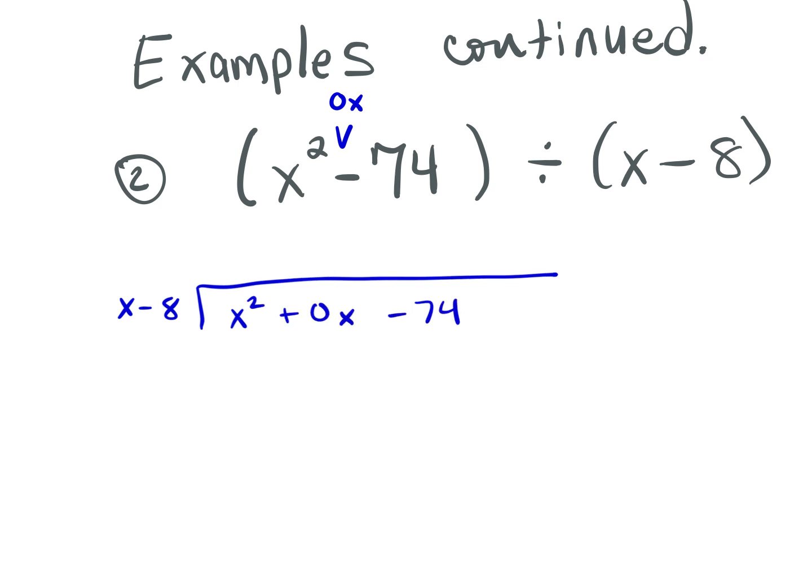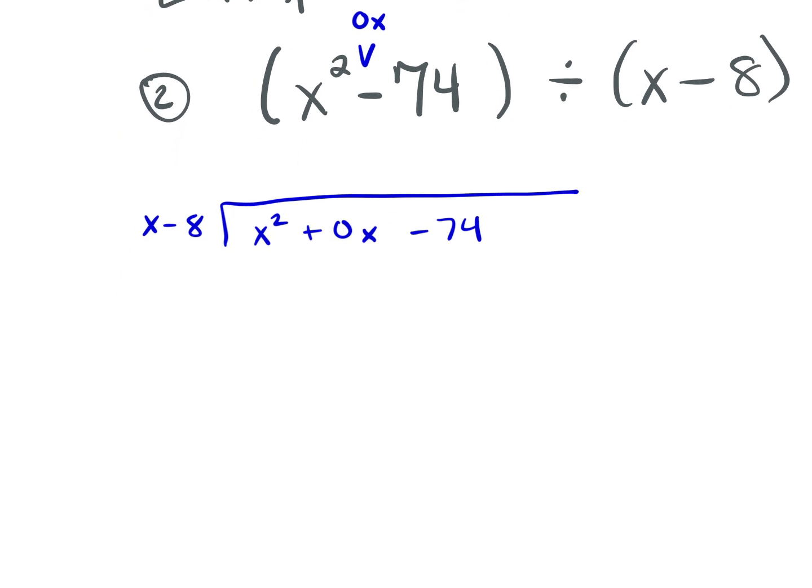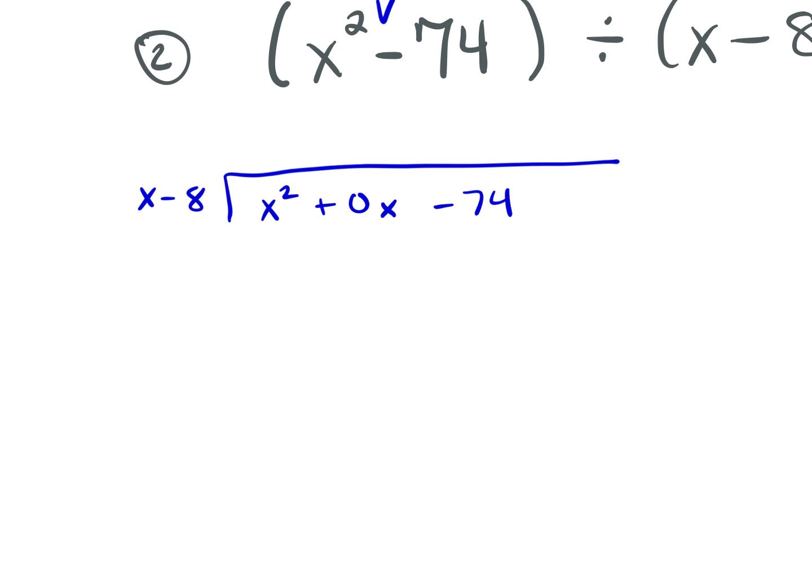Now you want to include that 0x as a placeholder. If you just want to leave it as 0, that's okay. You don't need the x there, but it just helps so you know this is going to be my x column. So I like to leave the x there so I know that's going to be my x column.